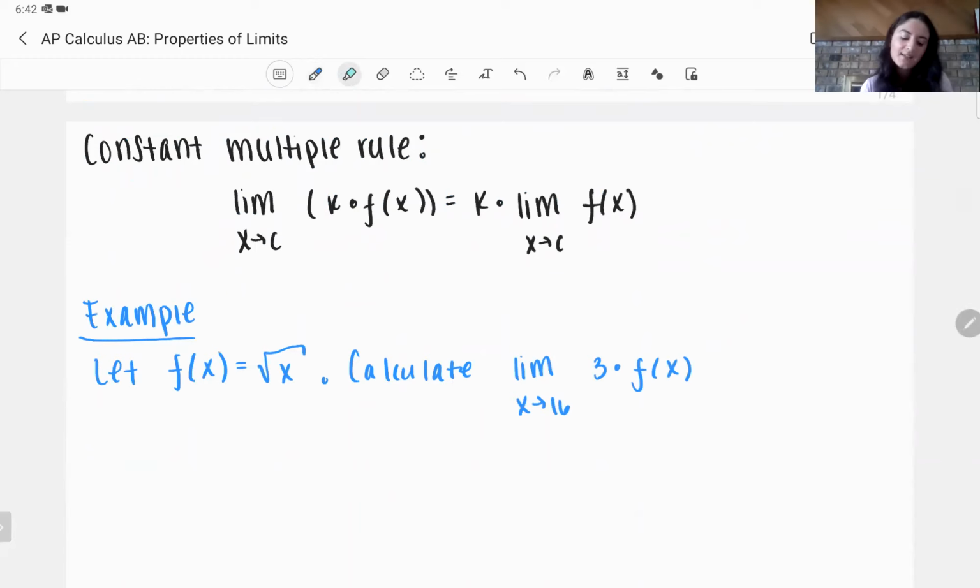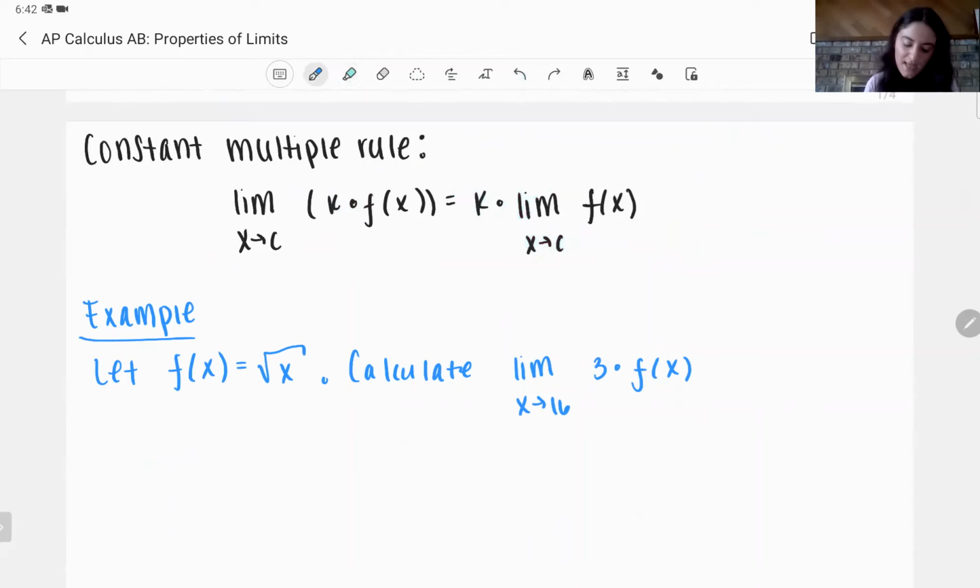So it says that if you're asked to calculate the limit of a function that's being multiplied by just some constant number, you can calculate just the limit of that function first, and then once you get that answer, you can just multiply by whatever that constant was.